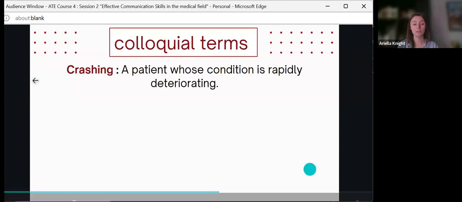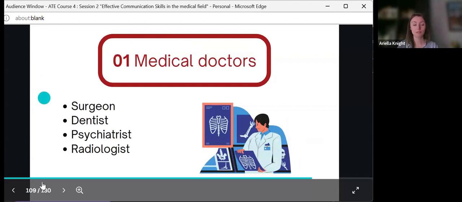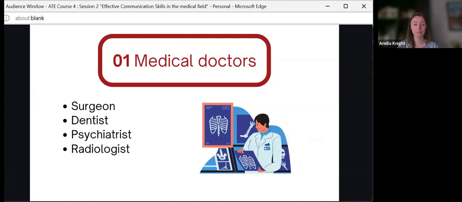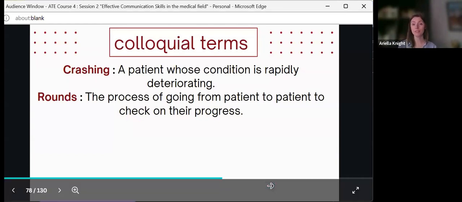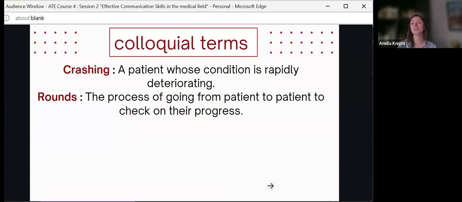Oops. Oh, I skipped really far ahead. Wait for me, please. This is where I want to be. Are you seeing colloquial terms in front of you? We did crashing, now we're on rounds, excuse me. Do you see the same slide I see? Yes, okay, good.